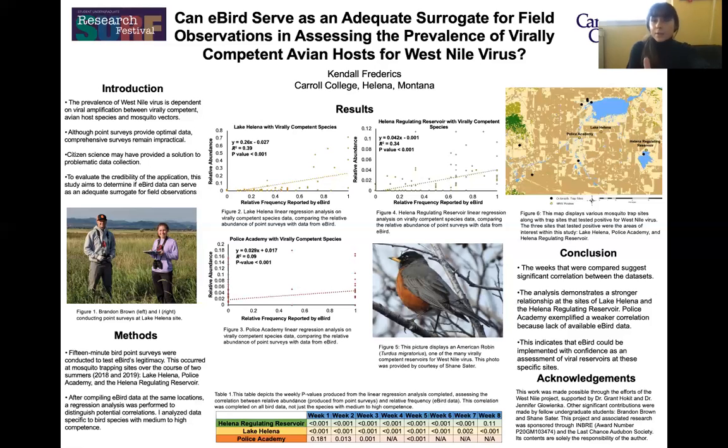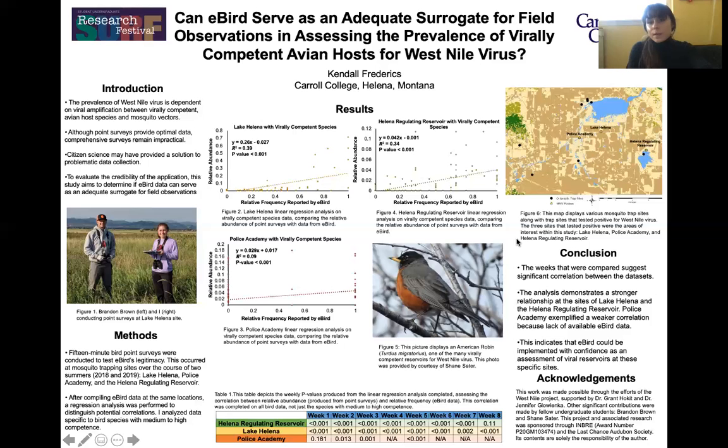And so in order to visualize this research just a wee bit better, I provided some imagery. This right here is a photo of a robin, and although they're extremely common, they're also extremely virally competent. Shane Sater actually took this photo, and I just like that it displays that these are among the many virally competent species.